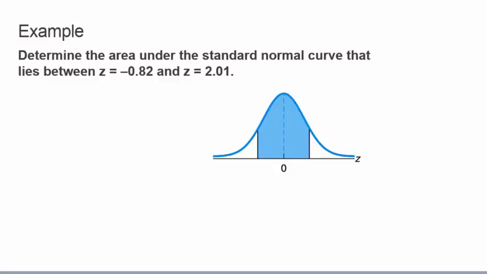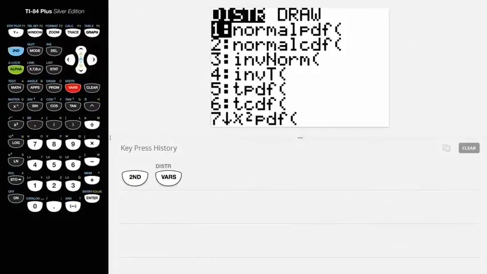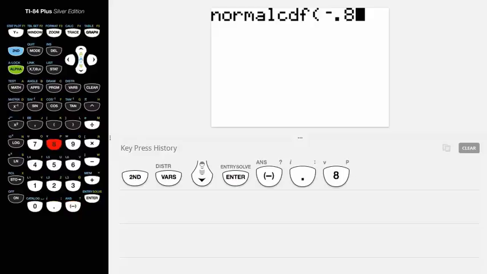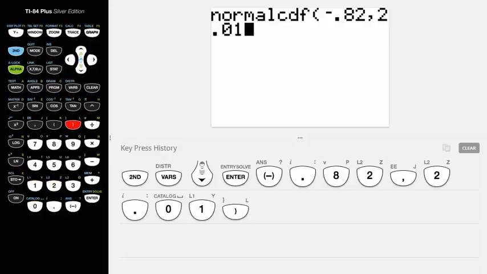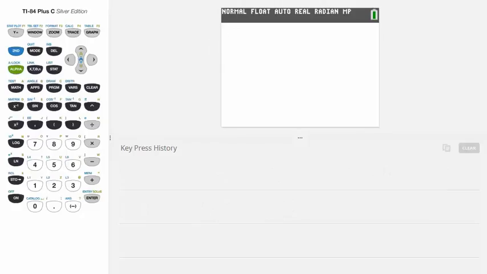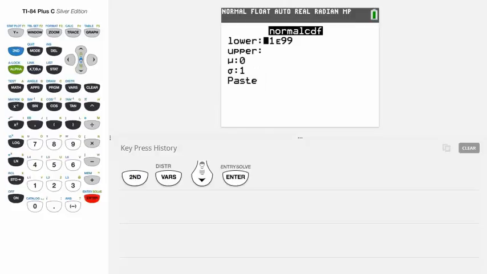Going to my calculator, second, distribution, normal CDF, then I type my smaller z-score, negative 0.82, comma, 2.01, close parenthesis, enter, and I get an area of 0.77167, which rounds to 0.7717.